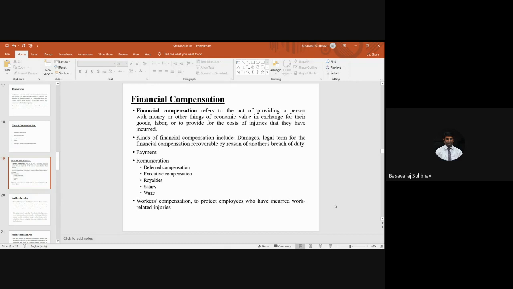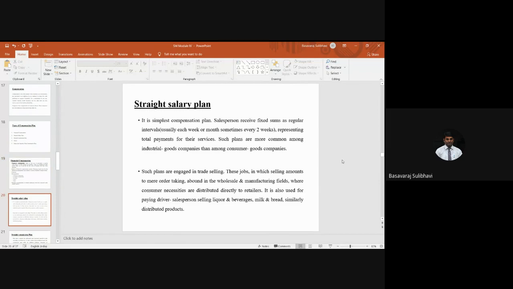Now salary and wages are quite common, which people may be knowing, right? Then we have workers' compensation to protect employees who have incurred work injury, the same as has been discussed in your first paragraph. Then we have a straight salary plan. It's the simplest compensation plan, which is going to be used by many organizations.